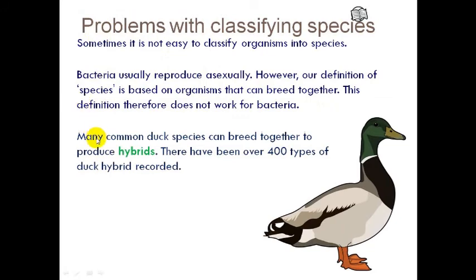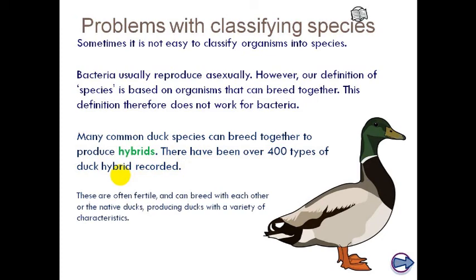Another example, many common duck species can breed together to produce hybrids. They have over 400 types of duck hybrid recorded. So, the duck hybrids are often fertile and can breed with each other or the native ducks, producing ducks with a variety of characteristics. For example, like this duck.